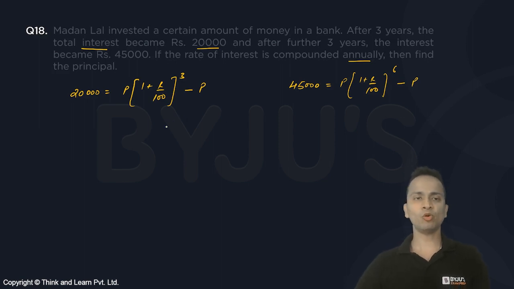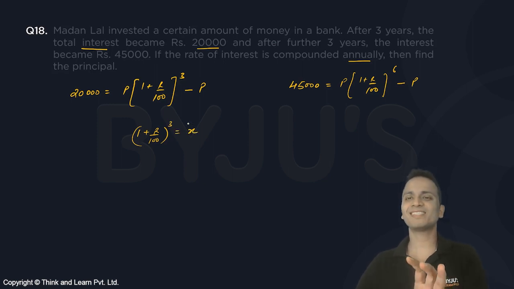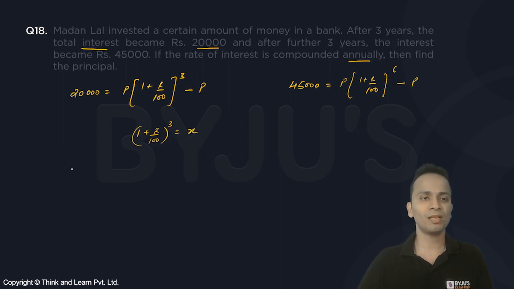Okay. Now in both these equations, what I'll do is the substitution. 1 plus r upon 100 raised to the power 3, I'll substitute it as x, just to make this equation look simple. So the first equation: 20,000 is equal to p into x minus p, or I can write it as p times (x minus 1), and 45,000 is equal to p x square minus p.